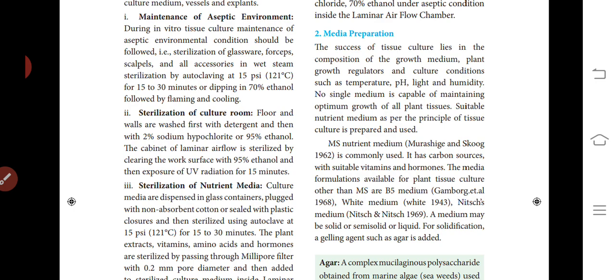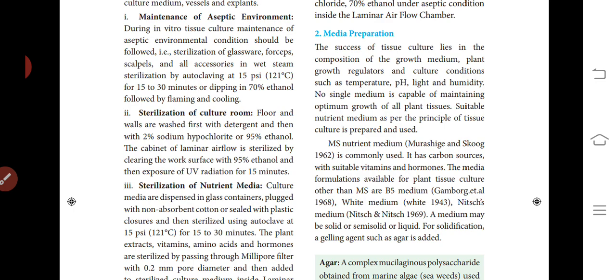So that is the culture room. You have to cultivate the plants in that place. So this area must be very clean, and clean means that the microorganisms are killed.